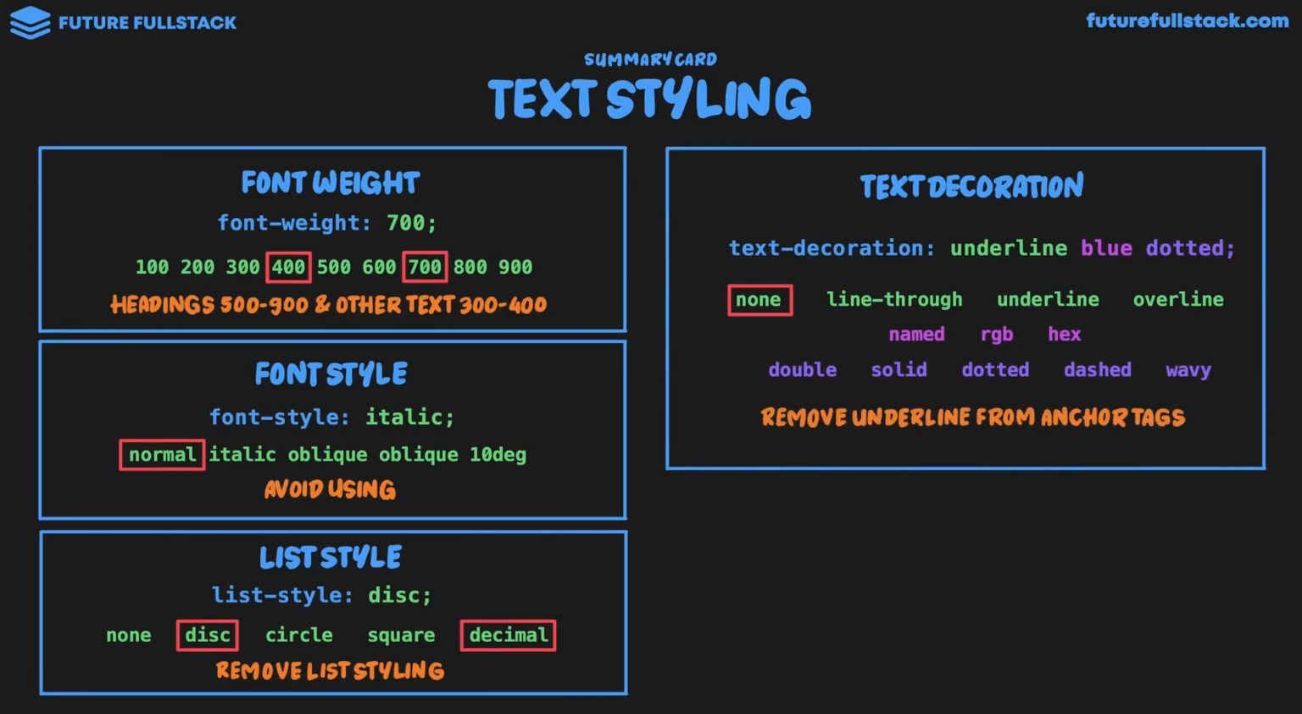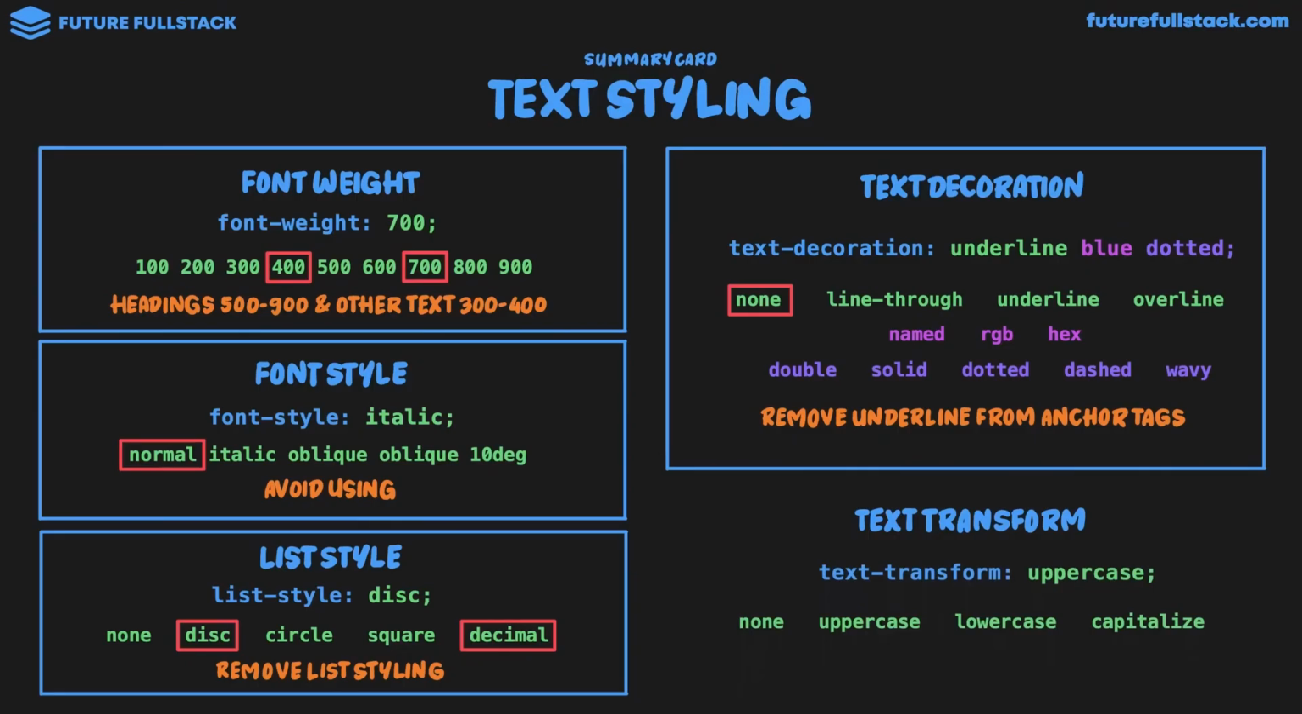The last property we looked at was text transform, and it looks like this, where there are 4 values: none, uppercase, lowercase, and capitalize, where none was the default value. The design guidance was use sentence case in HTML.